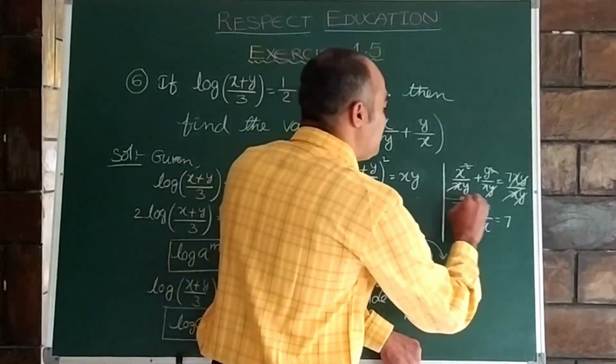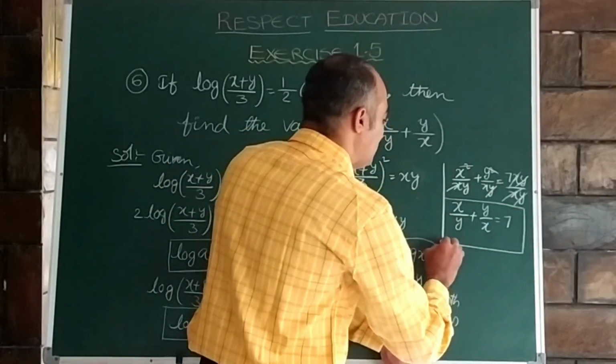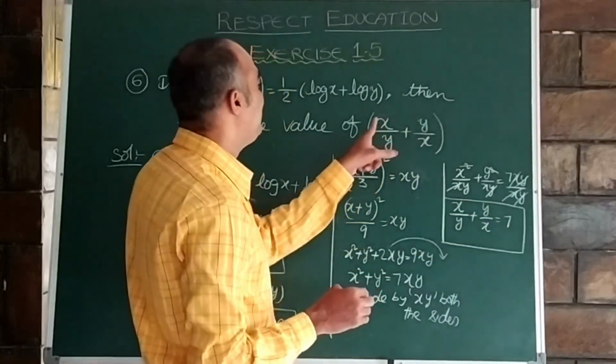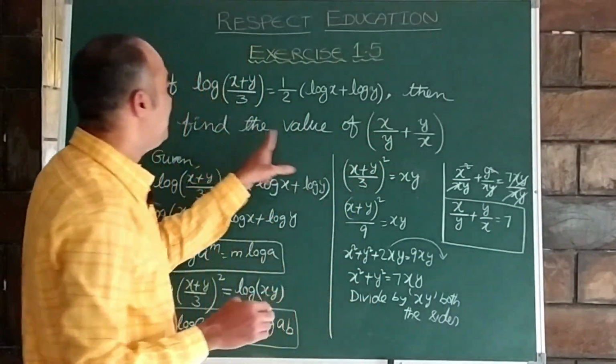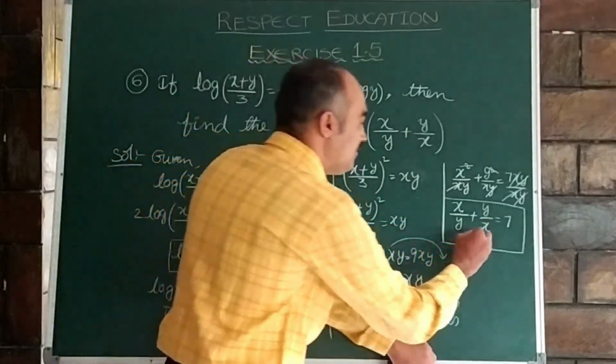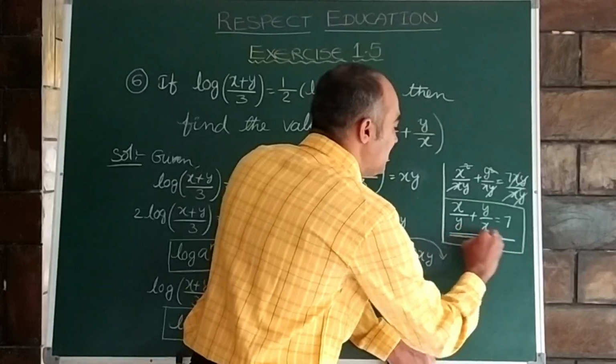So observe this statement, children, this answer. x by y plus y by x is equal to 7. Here we need to find that value only: find the value of x by y plus y by x. Here x by y plus y by x is nothing but 7. This is the last step of this problem.